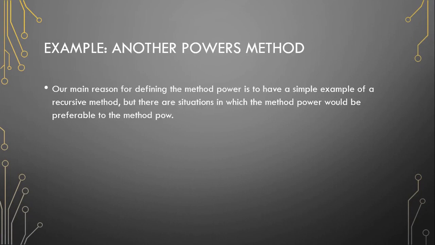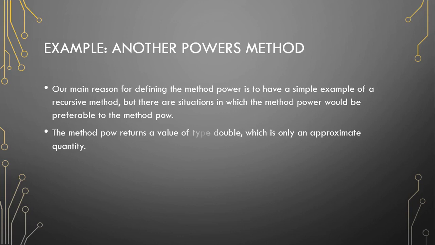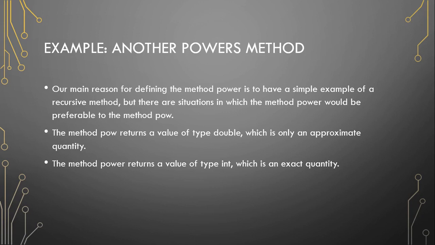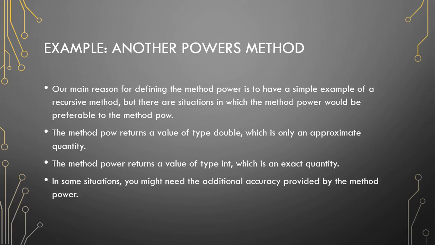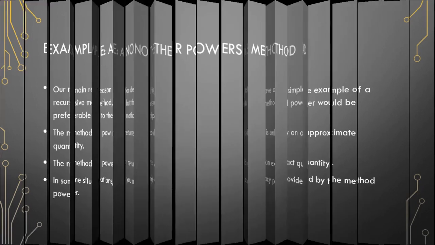Our main reason for defining the method power is to have a simple example of a recursive method, but there are situations in which the method power would be preferable to the method pow. The method pow returns a value of type double, which is only an approximate quantity. The method power returns a value of type int, which is an exact quantity. In some situations, you might need the additional accuracy provided by the method power.